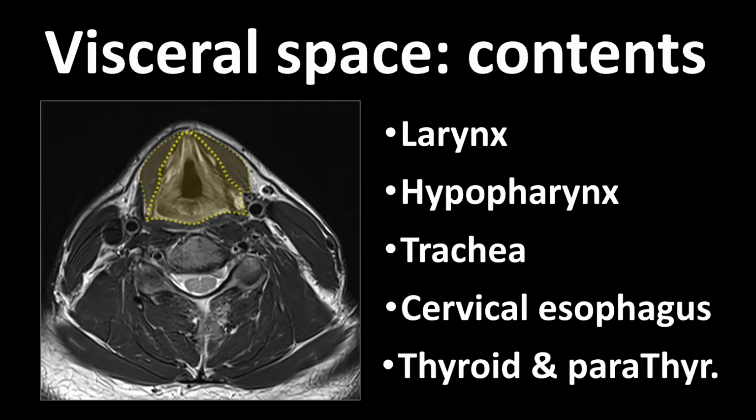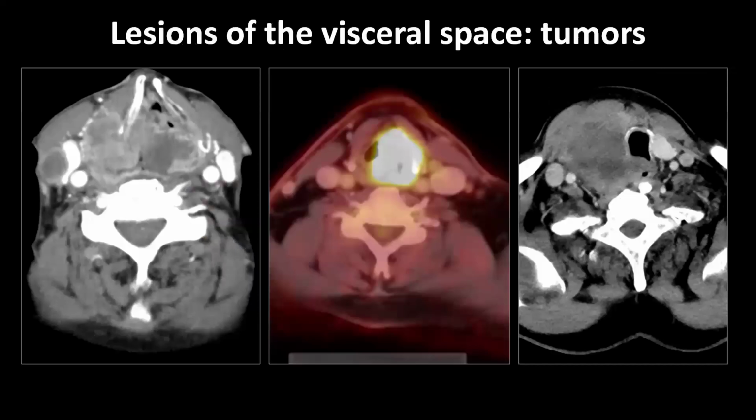So, when we have a tumor originating from one of these structures, it will be located in the visceral space. And here are some examples. This was a patient with a very large hypopharyngeal carcinoma that has also extended into the larynx, as you can see, but the tumor has primarily originated in the area of the hypopharynx. Also notice the presence of a lymph node metastasis on the right side of the neck.